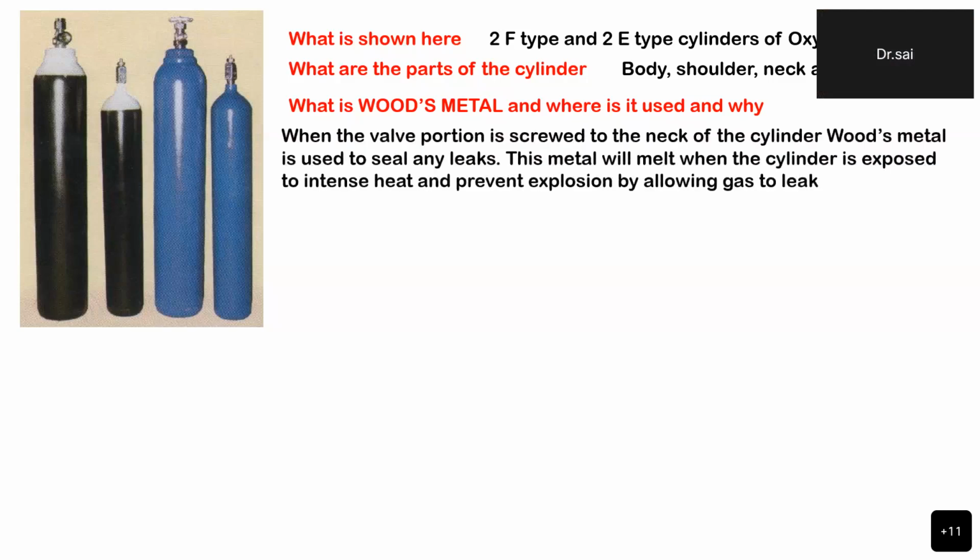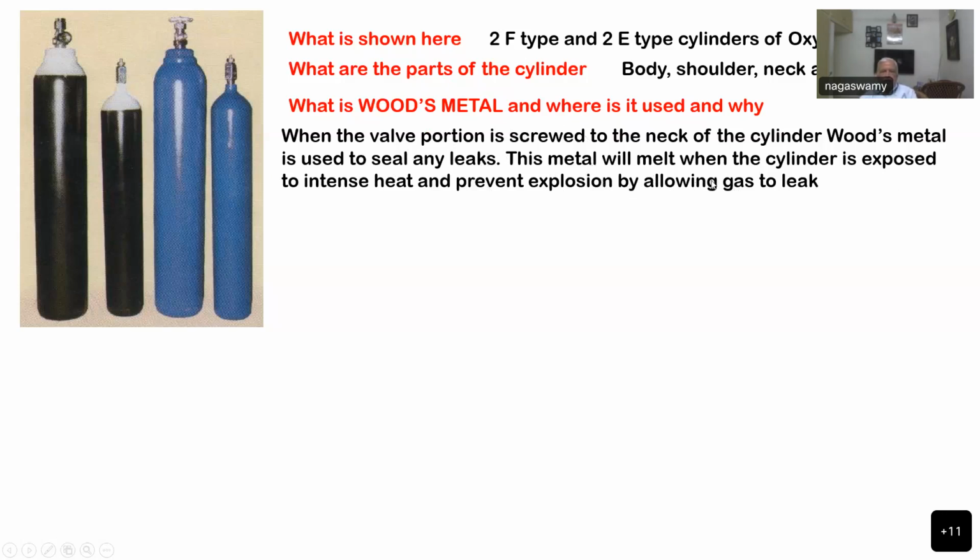When the valve portion is screwed to the neck of the cylinder, Wood's metal is used to seal any leaks. This metal will melt when the cylinder is exposed to intense heat and prevent explosion by allowing the gas to leak. So what you are using to seal a leak will melt and leak if there is a severe increase in the temperature, which may result in explosion of the cylinder. So the primary use of Wood's metal is to seal any leaks when this valve block is being screwed into the neck of the cylinder.